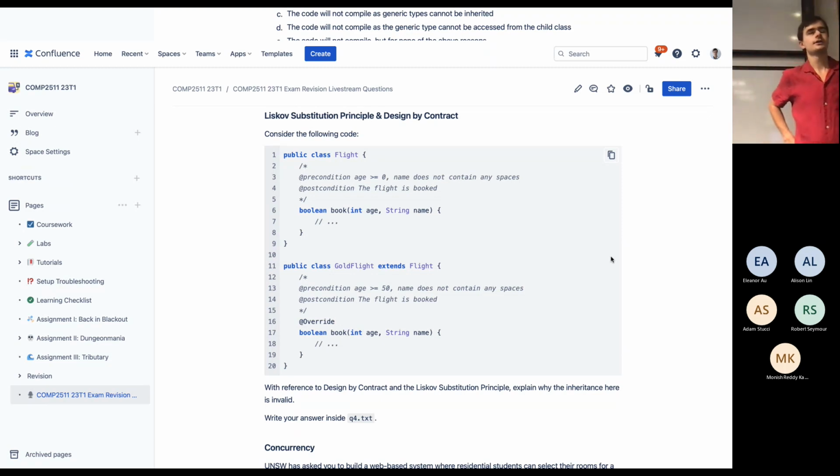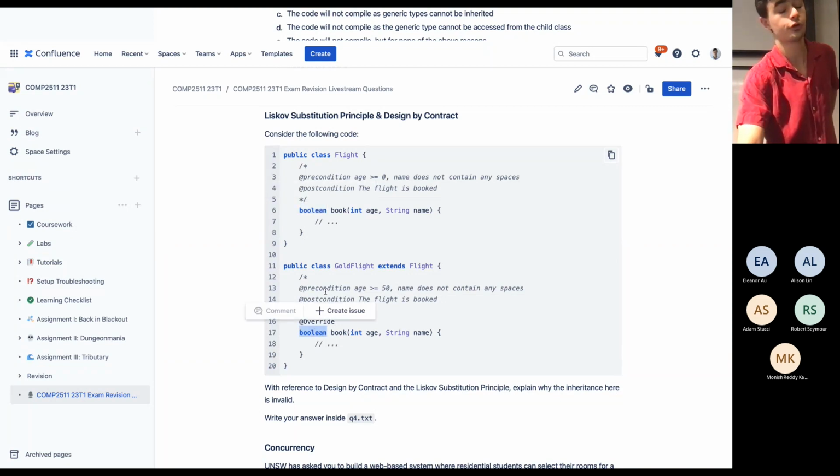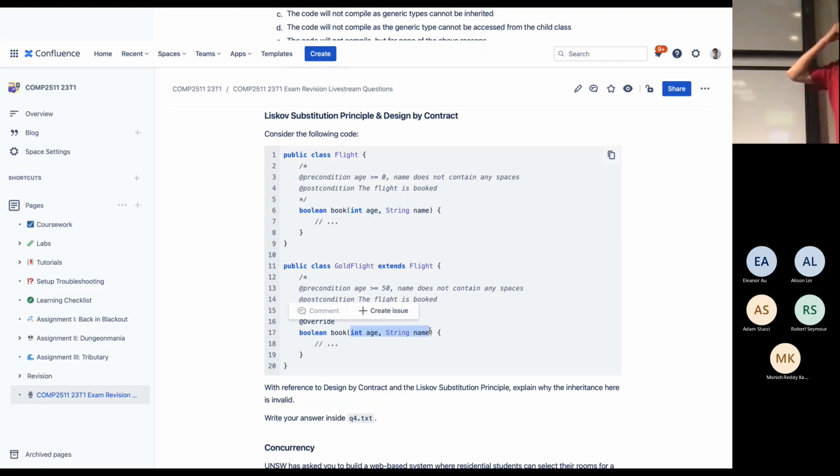So again, the stuff I was saying about covariance and contravariance is related to LSP, but the types are all fine, right? This is Boolean, so there are no covariance problems. This is age, and this is int and strings, that's all fine. The types all match up. What about the actual logic of the method? And this comes in with our preconditions, our postconditions, and our invariants.